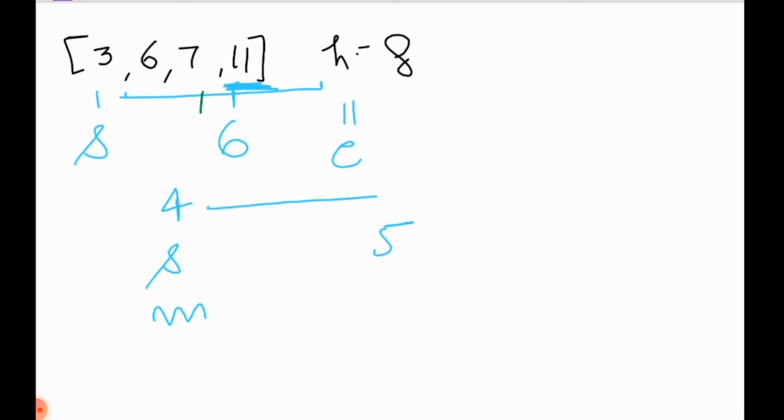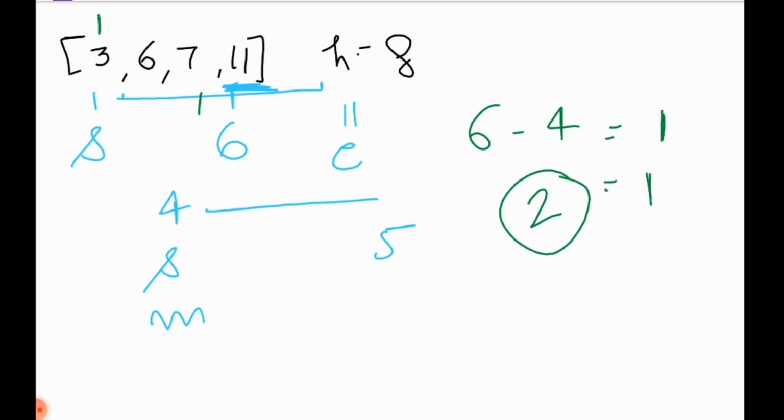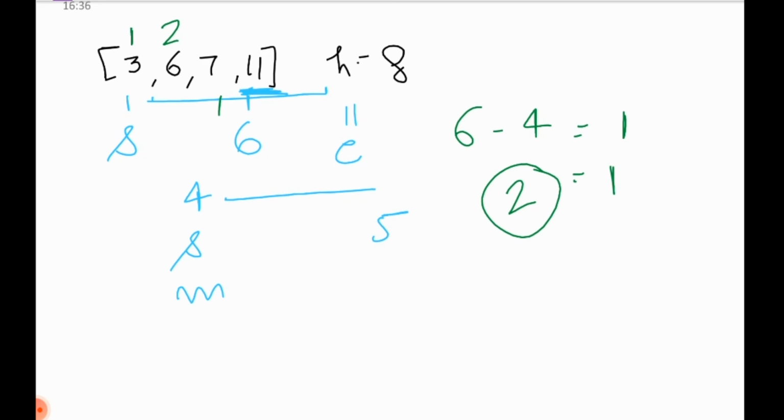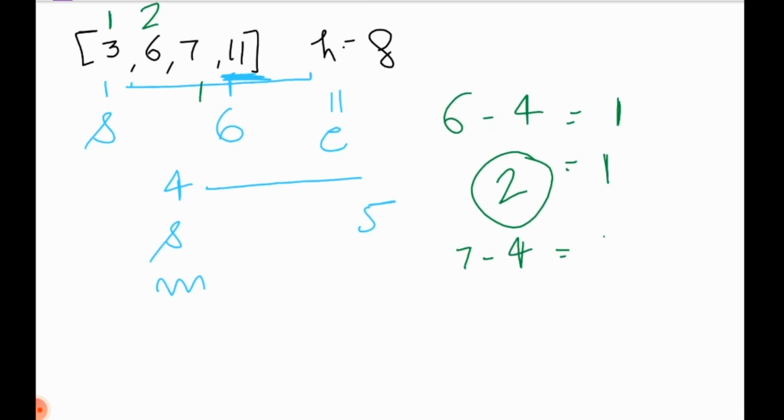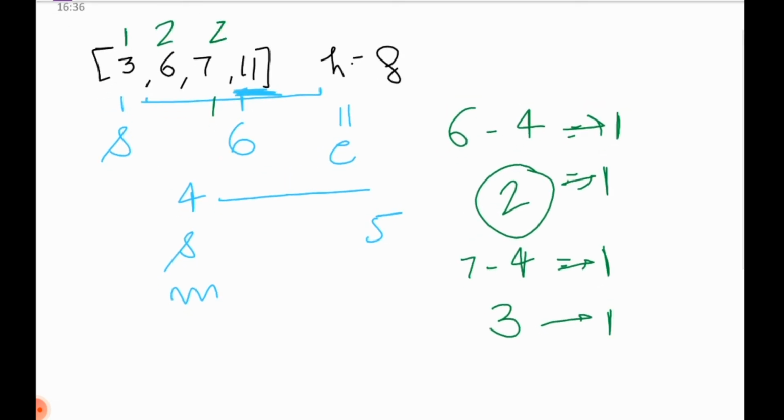Fine. Now let's check if I can allow Koko to eat 4 bananas per hour. Let's see. The first pile has 3 bananas. 3 is less than or equal to 4. Yes. So Koko can eat this whole pile in 1 hour. Fine. The second pile has 6 bananas. 6 minus 4. Okay. 2 bananas remain. 2 is less than 4. So again 1 hour. Therefore Koko will take 2 hours for the second pile. The third pile has 7 bananas. So 7 minus 4 will take 1 hour. And the remaining 3 bananas will also take 1 hour. So again these can be finished in 2 hours.